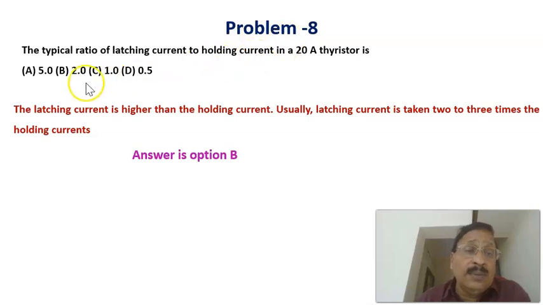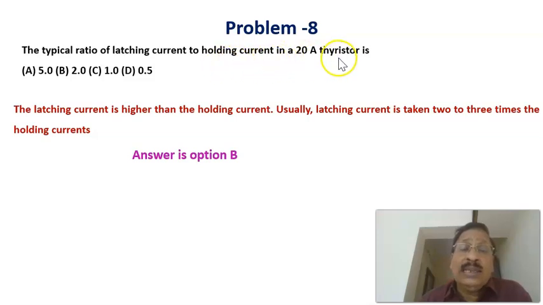So, the 8th problem is a direct, simple question: the typical ratio of the latching current to the holding current of a thyristor. Latching current is the minimum forward current required such that, even in the absence of the gating signal, the thyristor continues to conduct.